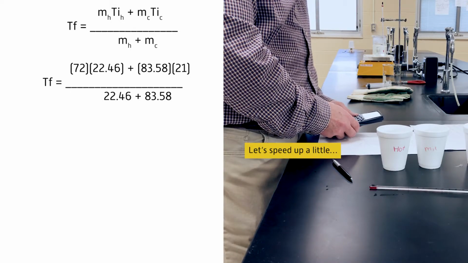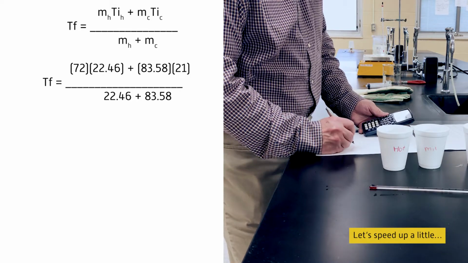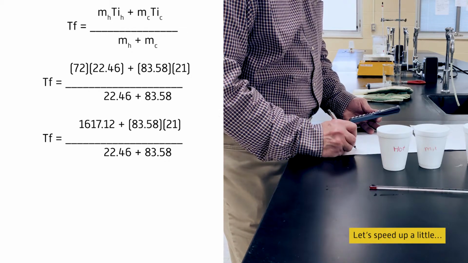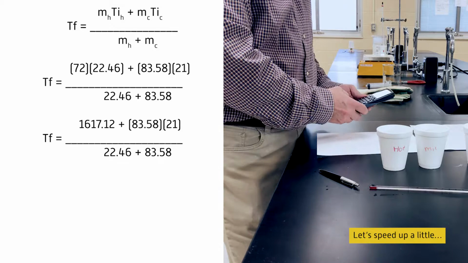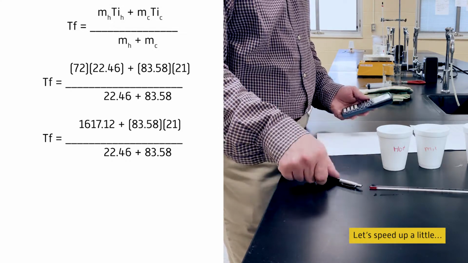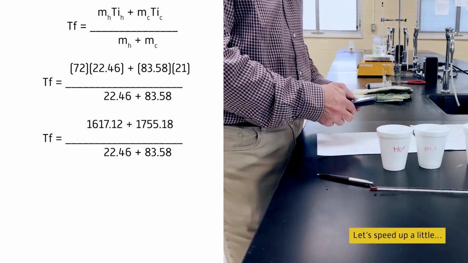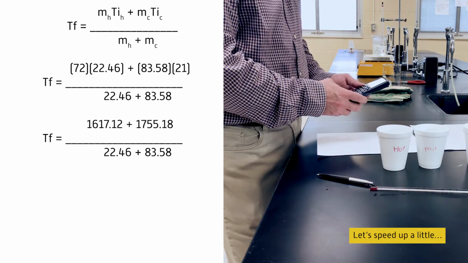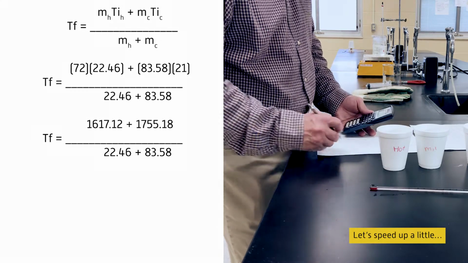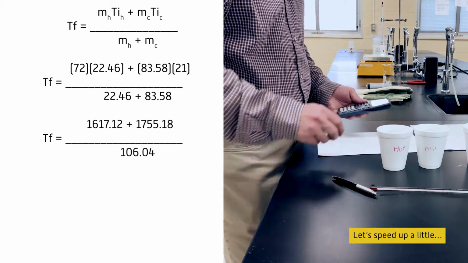72 times 22.46 is 1,617.12, plus 21 times 83.58 equals 1,755.18, divided by 22.46 plus 83.58 equals 106.04.